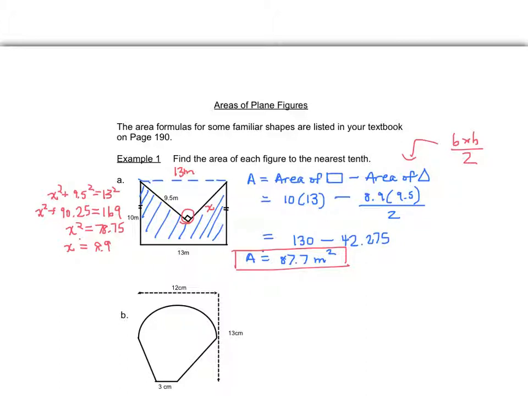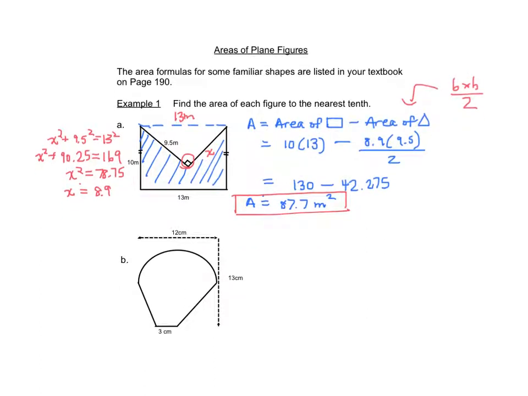Okay, now the next example appears to be a trapezoid with a semicircle on top. So that's the strategy we're going to use for finding the area of this one. We are going to find the area of the semicircle, and we're going to add to that the area of the trapezoid at the bottom.